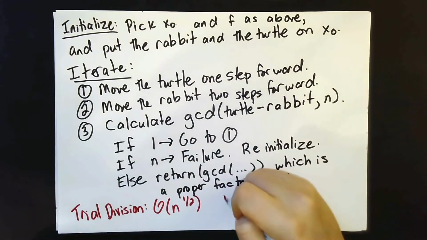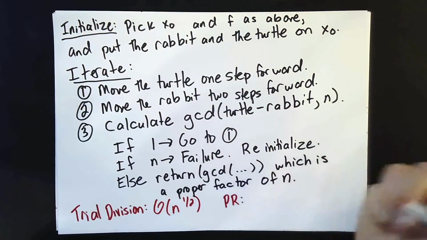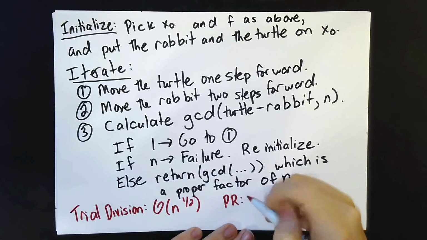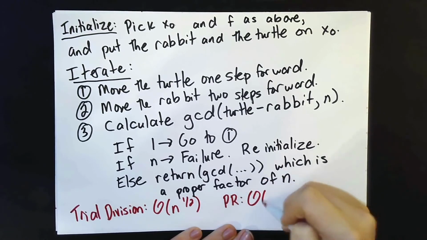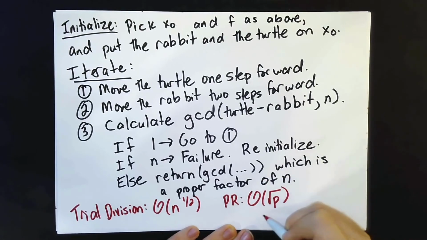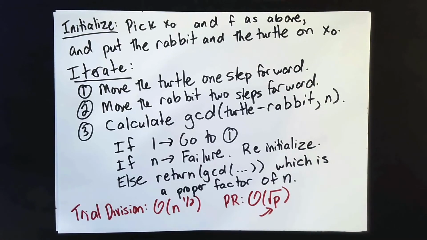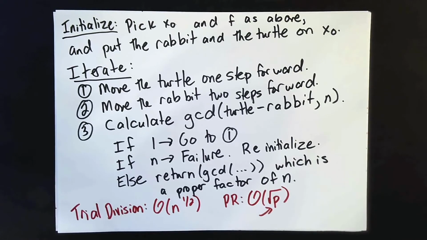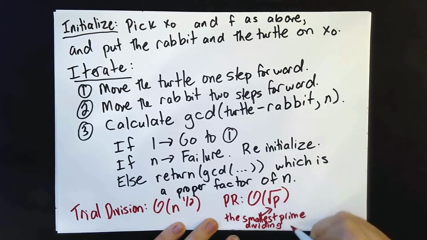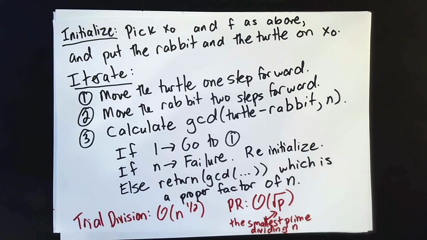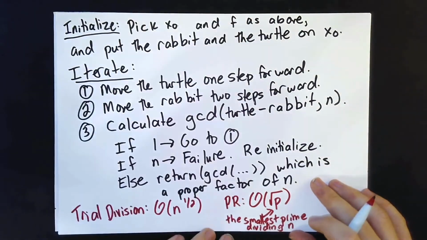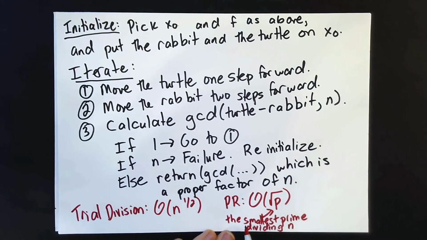But actually, this algorithm, remember, I'm not looking for a collision mod n, I'm looking for a collision mod p. So this is actually not O of square root of n, it's O of square root of p. Which p? Well, really any p that divides n, but the one that's going to make this the smallest is the smallest prime that divides n. What this really means is n could be absolutely enormous, and yet this algorithm could still be very efficient if one of the prime factors of n is small.